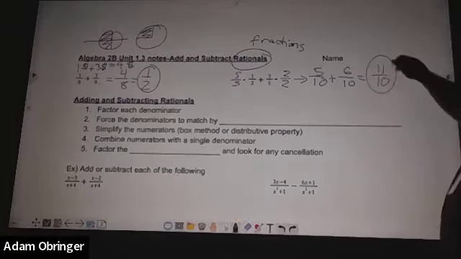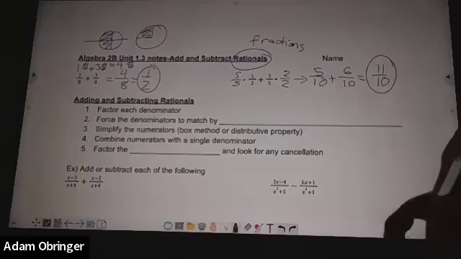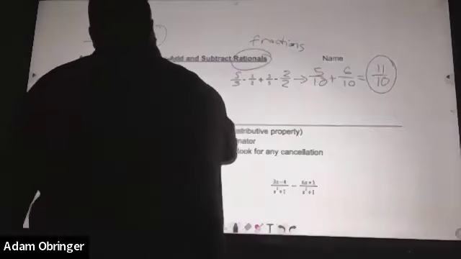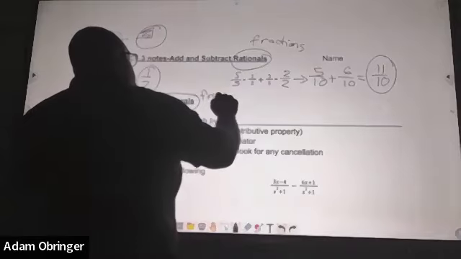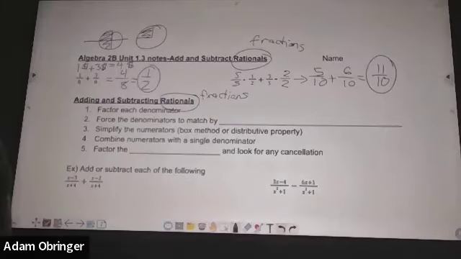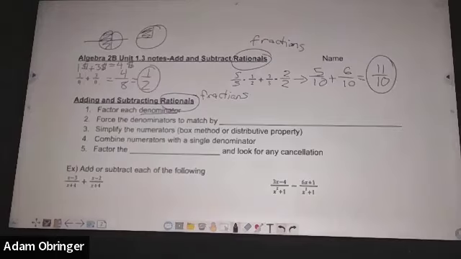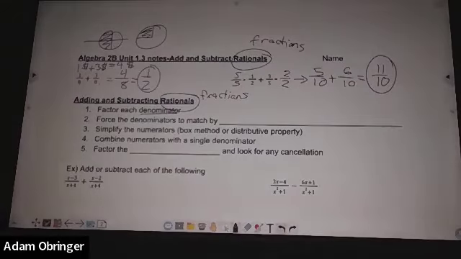We are going to dive right into the next part. So when we are adding and subtracting rationals, which again, keep in mind is just fractions, your process is going to be pretty regimented. You are going to factor each denominator. So you're going to take all the denominators that you see and you're going to factor them because we got to know what we're really working with. Factors tell us what we're working with.